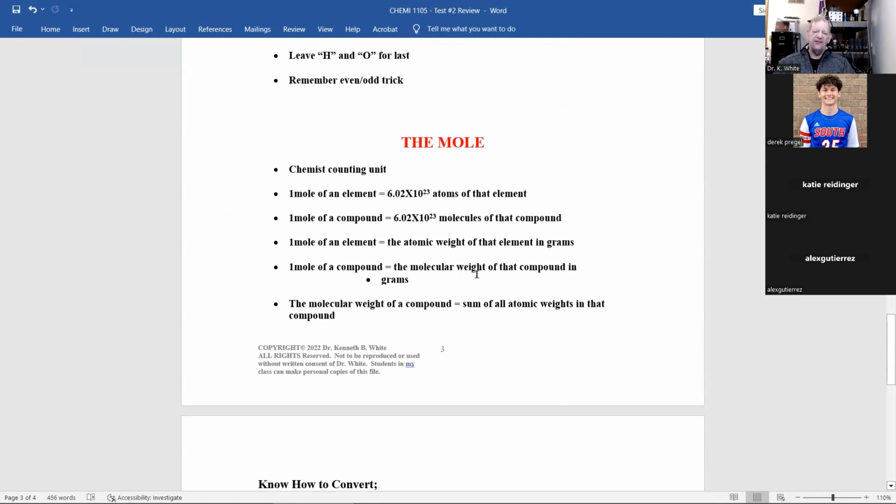The next thing I've talked about is probably one of the most important concepts in chemistry, the mole. And you should know the mole is the chemist's counting unit. And by definition, 1 mole of an element equals Avogadro's number. Remember, 6.02 times 10 to the 23rd, you should know, is Avogadro's number. We did a lot of work determining moles and relationships of moles.